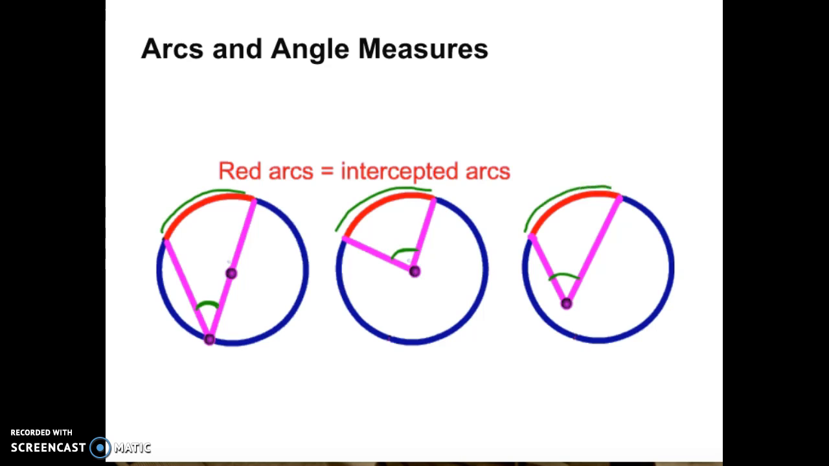So we're going to find measures of missing arcs and missing angles. And you're basically going to have 4 different types of problems that show up. And that's what we're going to take a look at today.